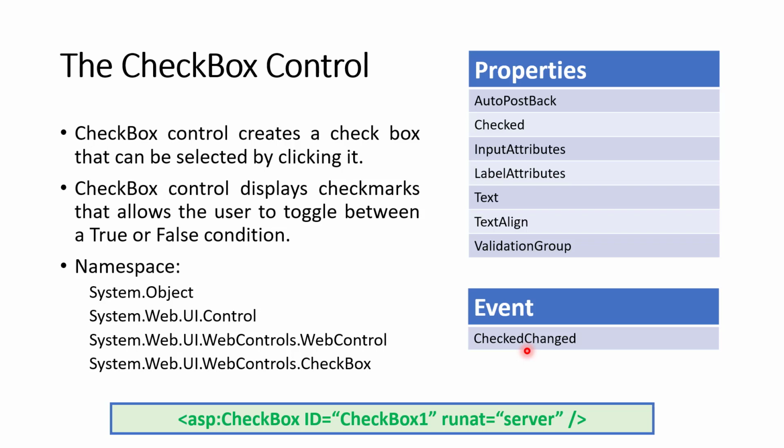This event occurs when the value of the Checked property changes between posts to the server. That value of the checkbox may be true or false. It means that if the value is converted from true to false, then this event occurs, and vice versa. An example for this checkbox is asp:CheckBox ID equal to CheckBox1 runat server. Okay, now we'll see an example to understand checkbox control.